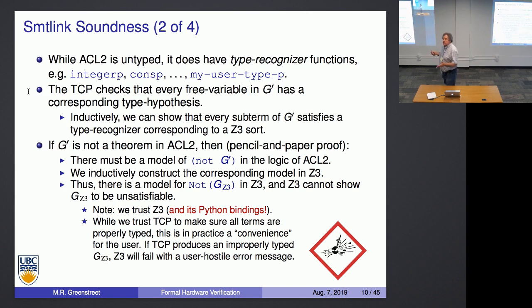Biggest gaps are that ACL2, like most theorem provers, like Coq, like HOL, works in an untyped logic. And the SMT solvers work in many-sorted logics. So what we have to do is assign types to all of our variables. And we have to make sure that we haven't over-restricted things in that process. So we can do that.